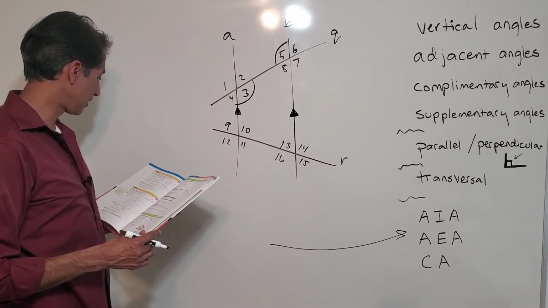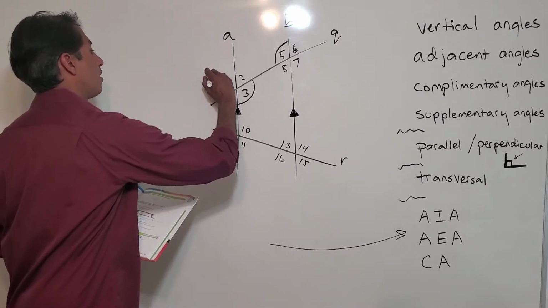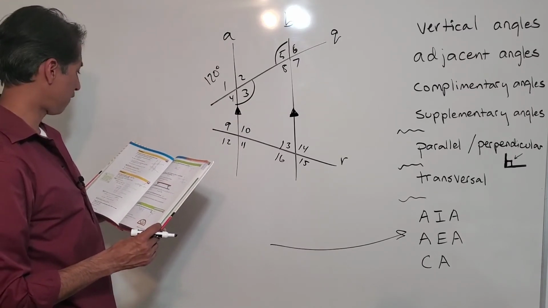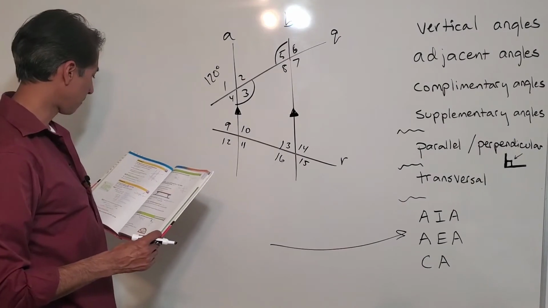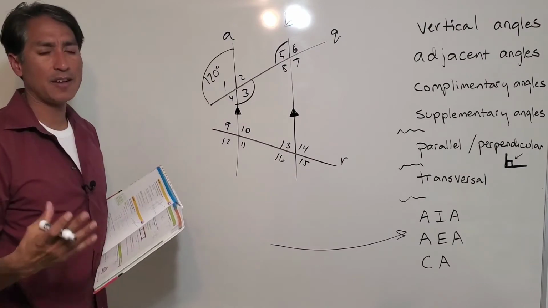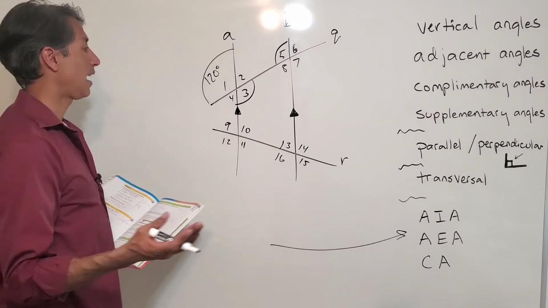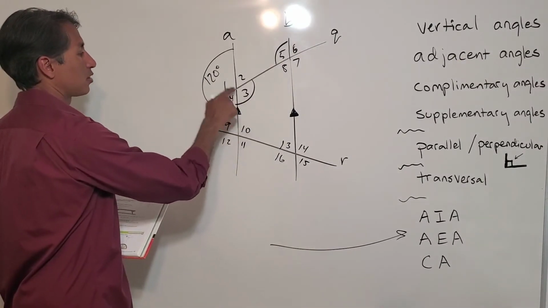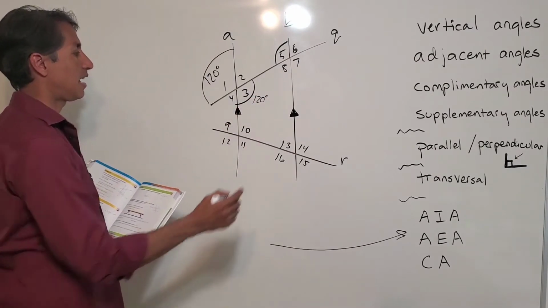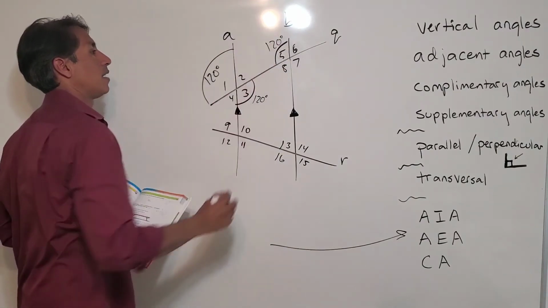Let's see here. Next it says, if the measure of angle 1 is 120, and you know that, then find 5 and 3. Okay, so we know that this guy here is 120. And we know, according to our vocab, that vertical angles are equal. And 1 and 3 are vertical angles. So if this guy is 120, then we know that this guy is 120.